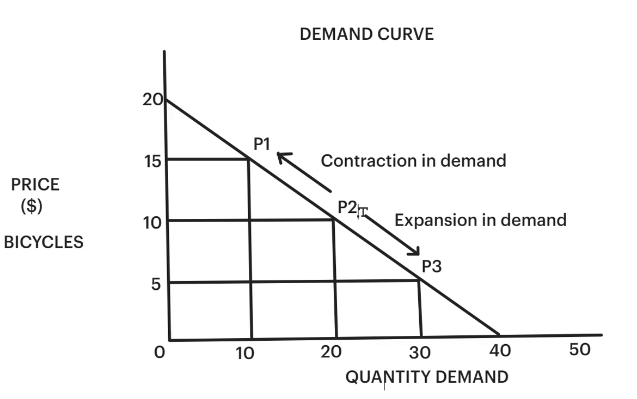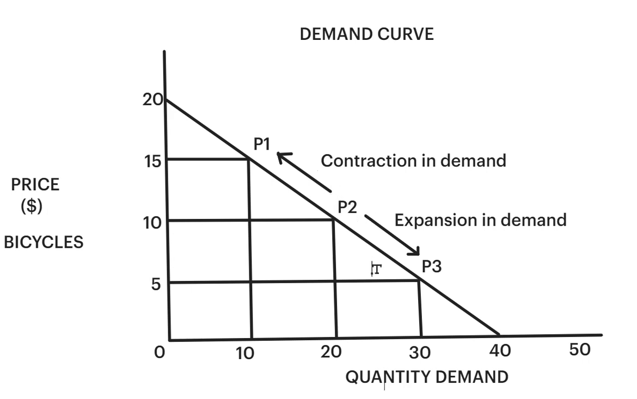Now, what does it mean? That means that the demand has decreased because the price of the same product has increased. So from P2, where the price of a bicycle was $10, in P1 the price of the same bicycle is $15. And from P2, where at the $10 price mark, 20 people were willing to buy it, now the demand has reduced, and only 10 people are willing to buy the same bicycle at $15. This is a contraction in demand.